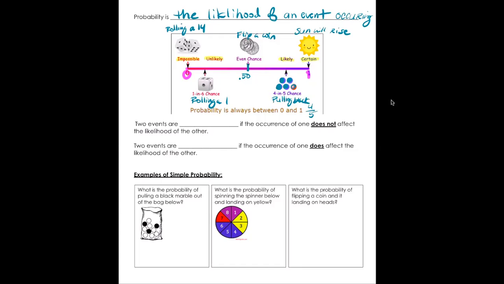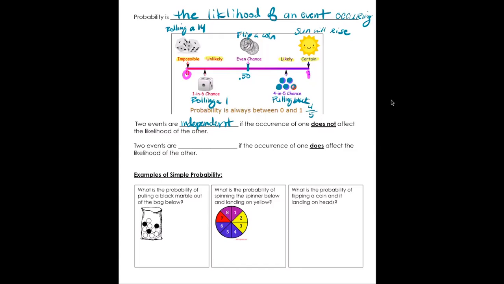Today, we're going to be talking particularly about independent and dependent events. So 2 events are independent if the occurrence of one does not affect the likelihood of the other. Independent. Think about that Beyonce song. I don't know if you know it, Independent Woman, right? Beyonce is independent. She has her own money, her own job, her own everything. What Jay-Z does not affect her at all. She is independent of him, right?